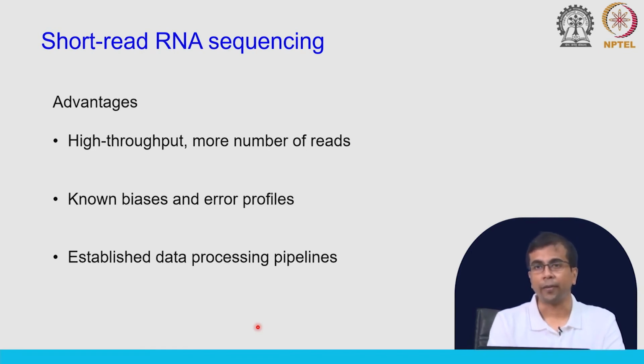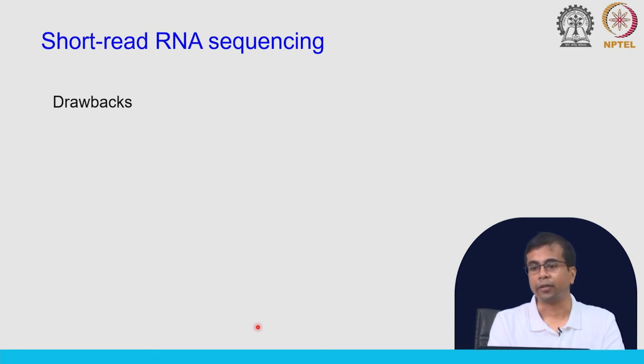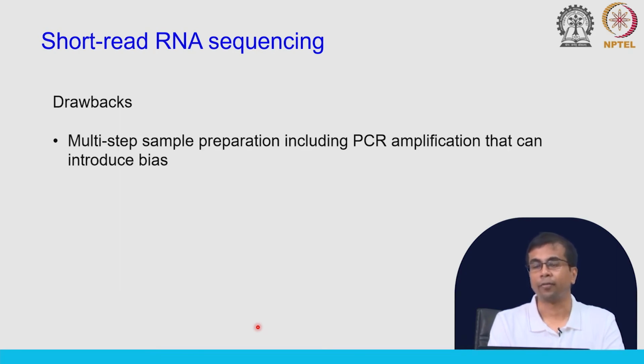What are the drawbacks then? So, why don't we always use Illumina, or why do we need the long read sequencing at all? So, one of the first steps is the multi-step sample preparation. We have seen for short read sequencing we need this multi-step preparation, we need this bridge amplification step, and this can introduce bias in the data. Okay. So, this is a problem.